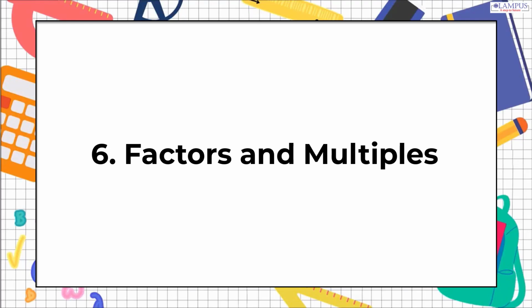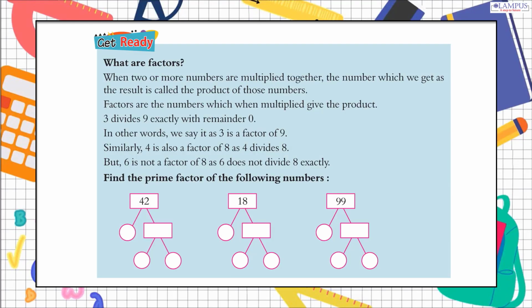Chapter 6. Factors and multiples. Get ready. What are factors? When two or more numbers are multiplied together, the number which we get as the result is called the product of those numbers. Factors are the numbers which when multiplied give the product.